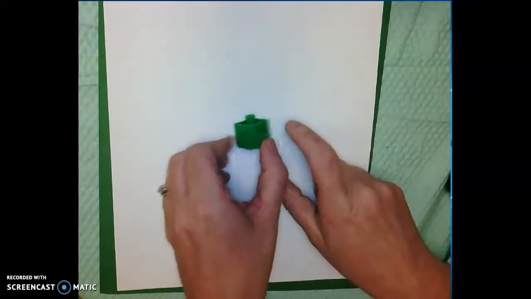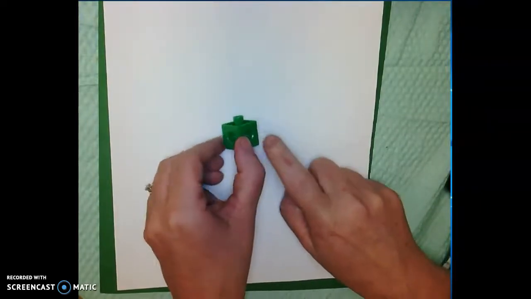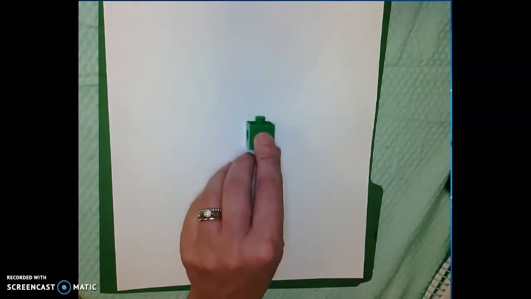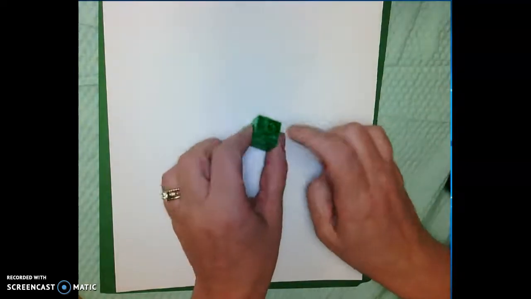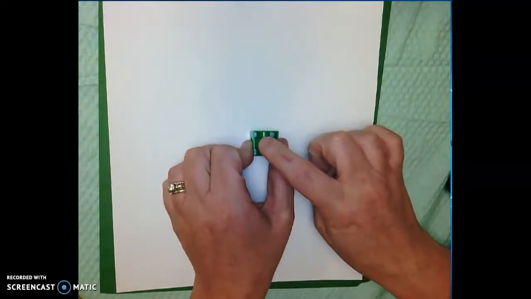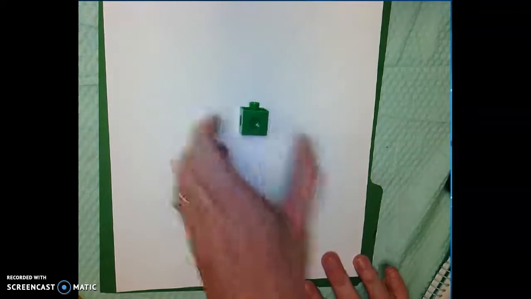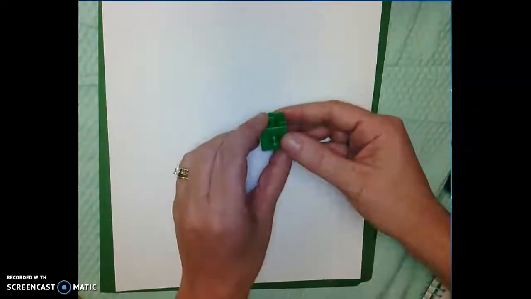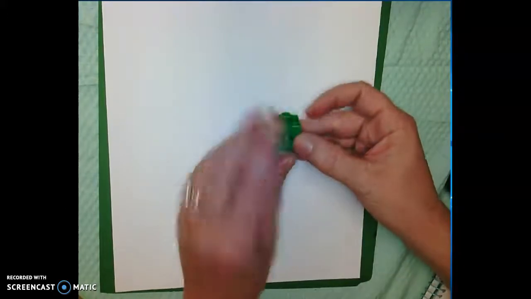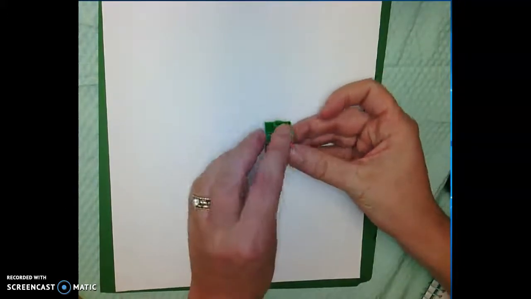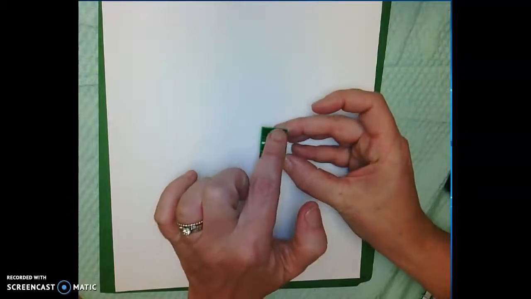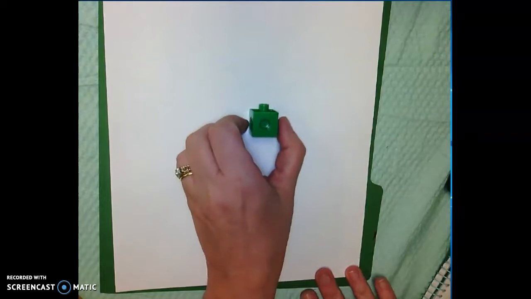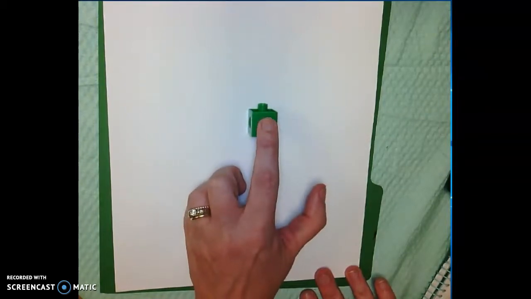This is a window, this is a window, this is a window, and this is a window. And there is also a skylight on the top. Now it has 5 windows total because we count the skylight as a window. So we have 1, 2, 3, 4, and then our skylight makes 5 windows. So here's our single tower, and this is one floor.